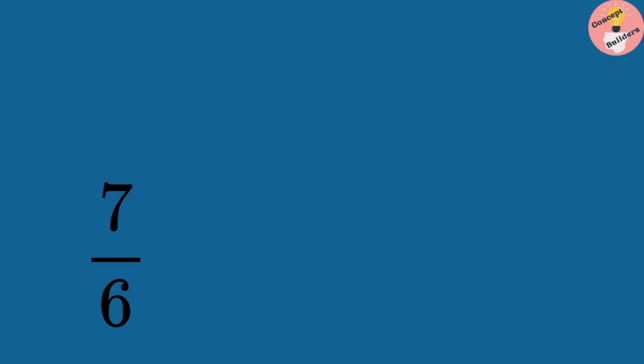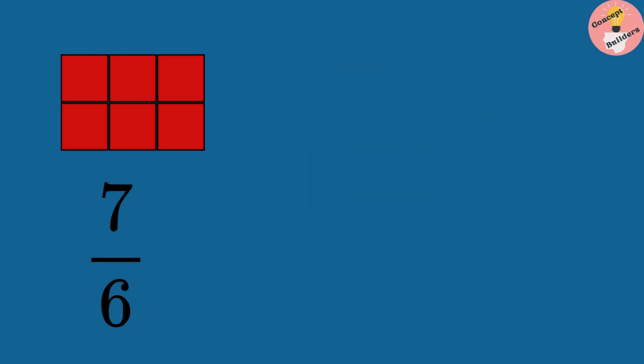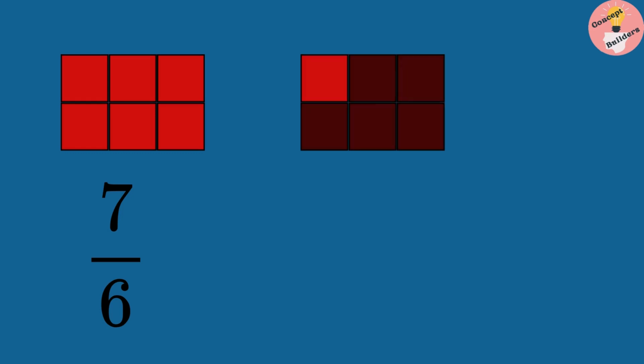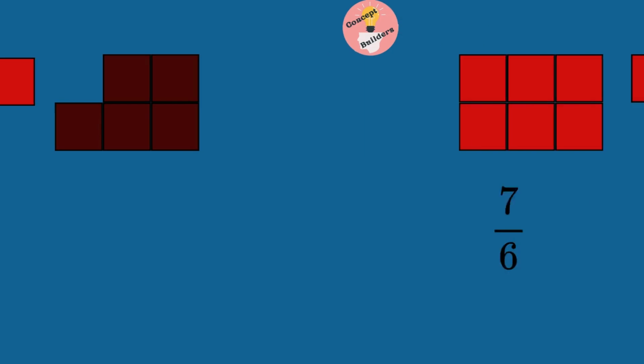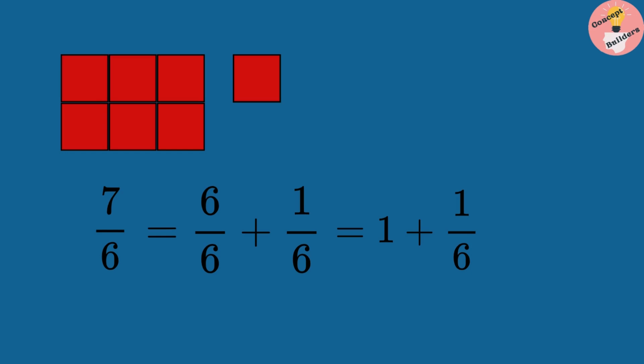Okay, and what about 7 by 6? That means we are taking 7 pieces of the rectangle, but the rectangle is divided in only 6 pieces, right? How can we take 7 pieces? That's right. You cannot get 7 pieces from 1 rectangle. In this case, after you take all the 6 pieces of the first rectangle, you have to borrow 1 more piece from a second rectangle, which is also divided into 6 pieces. So that means 7 by 6 is more than 1, right? If we add 1 full rectangle and 1 by 6 of a rectangle, then we get 7 by 6.